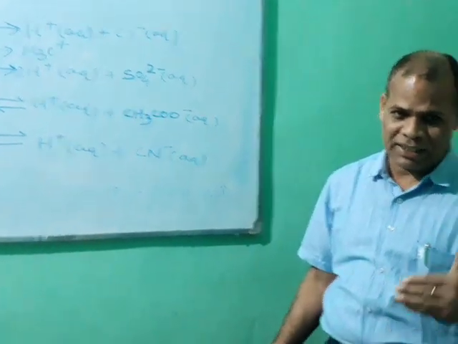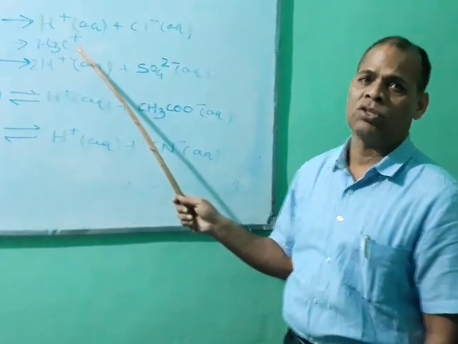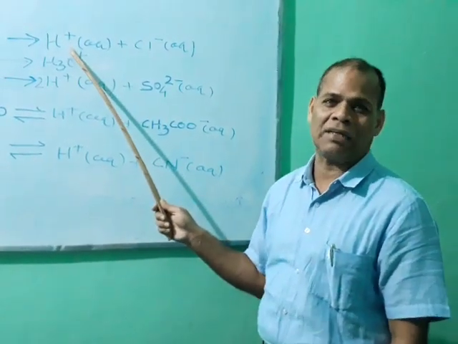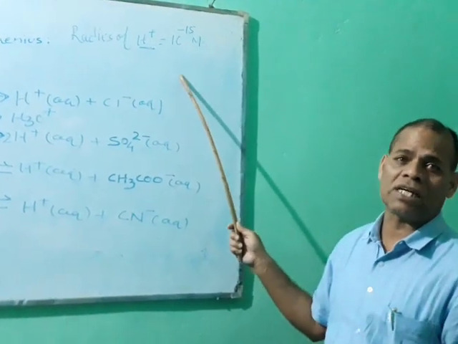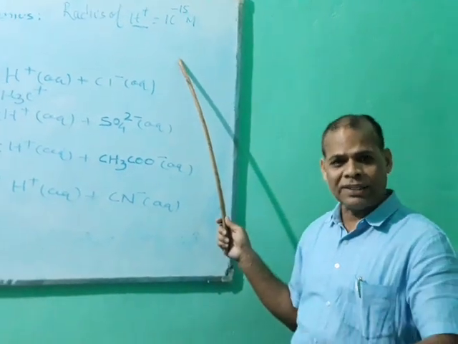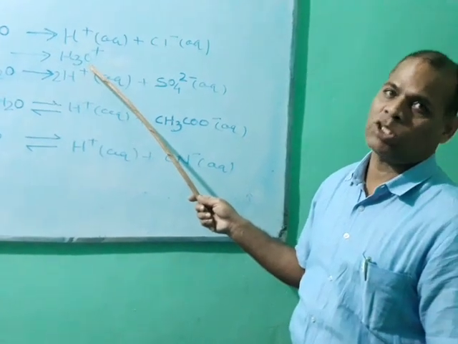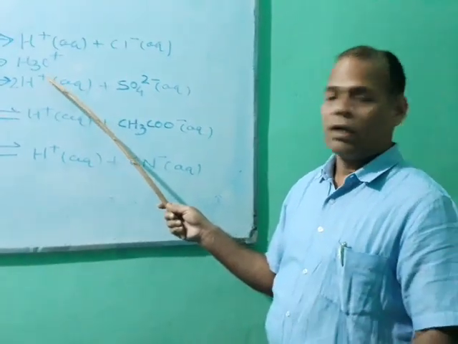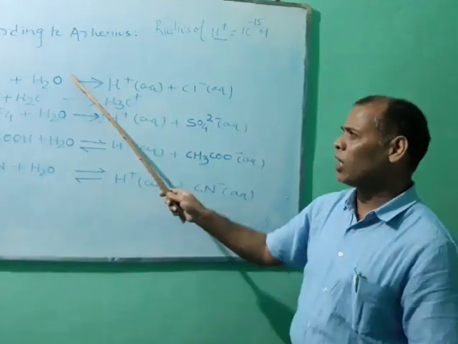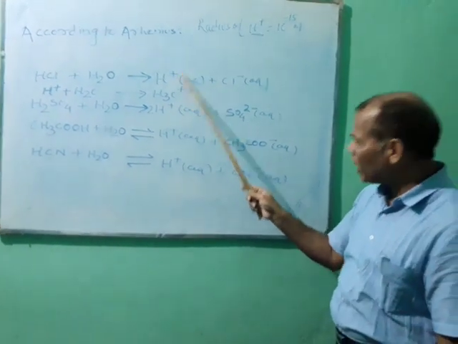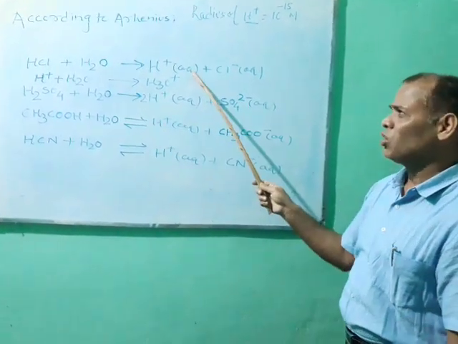So once again, acids are those substances which produce hydronium ion in their aqueous solution, not H plus ion, because due to very small size and intense electrical charge, H plus immediately combines with water and forms H3O plus. Now if you notice, in HCl plus water giving H plus or H3O plus, a single headed arrow is pointing towards the product.